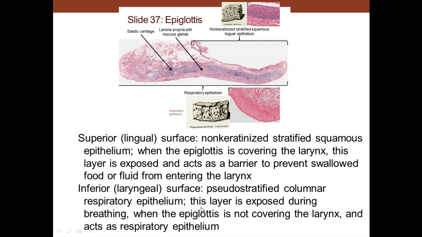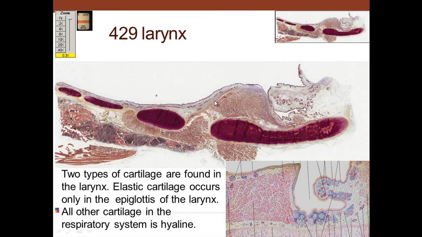This layer is exposed during breathing. So one is exposed when you swallow, and one is exposed whenever you are breathing, and those are the two different types: either stratified squamous on the swallowing side, or the respiratory on the non-swallowing side.